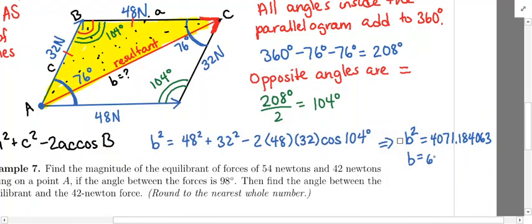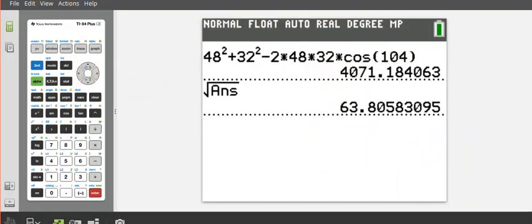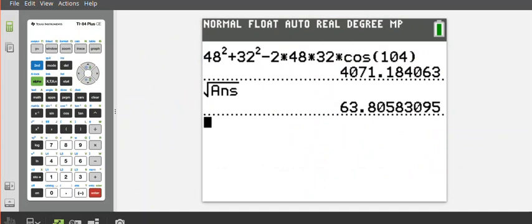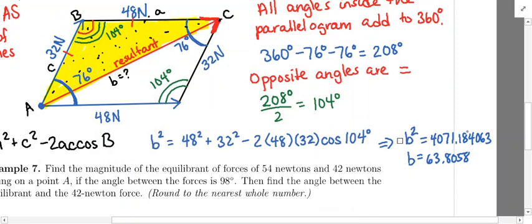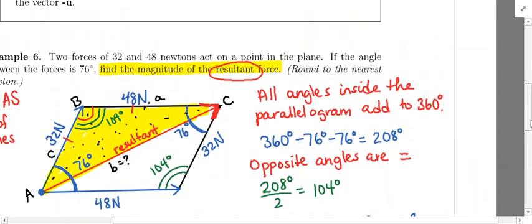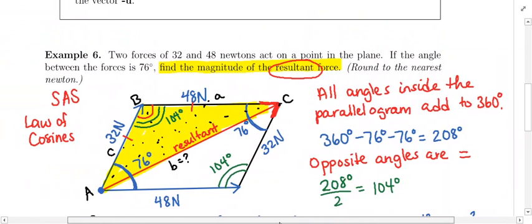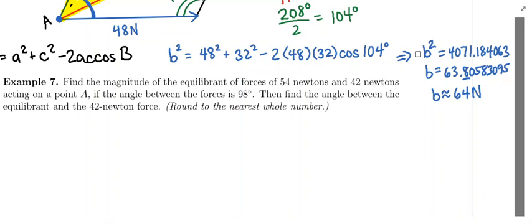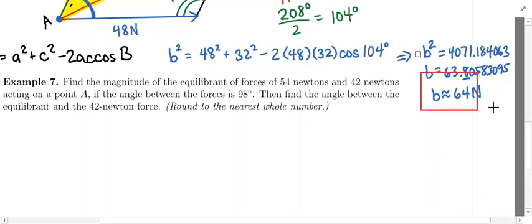Let me write this down. This is 63.80583095. Okay, so that is the magnitude. We need to round to the nearest newton. If we look at it, there is an 8 after the decimal point, so we need to bump up to 64. So the resultant force here is approximately 64 newtons, and that is the answer that we're looking for.